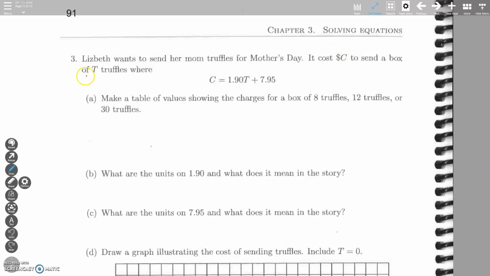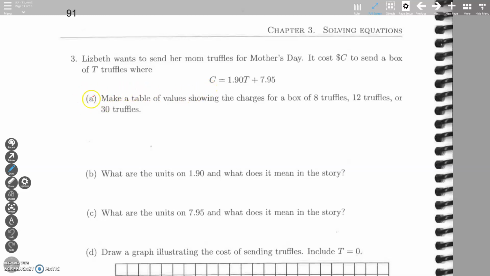to send a box of T truffles, where, and here's an equation given to us, C is equal to 190, or maybe that could be $1.90, times T plus 795, right, 7.95, 7 and 95 hundredths. We're not quite sure what these numbers mean just yet, but maybe they're related to dollars because they're showing 2 decimal places. And since we're talking about cost, these could be related to dollars here, but let's explore a little bit more.